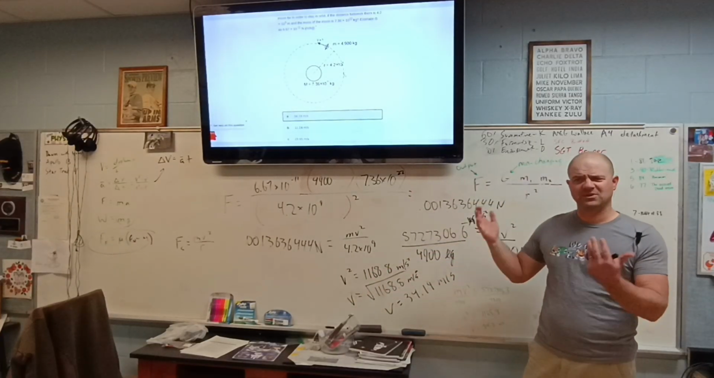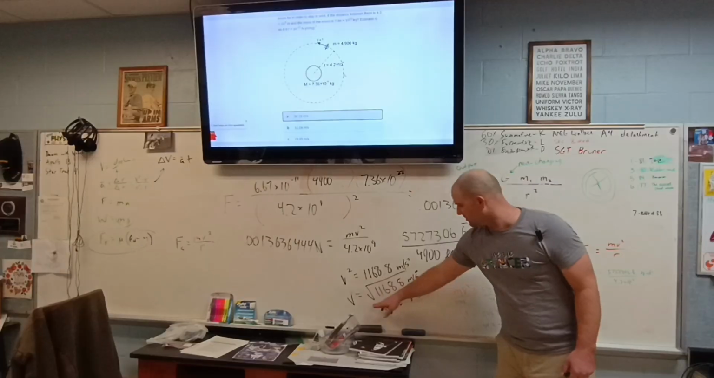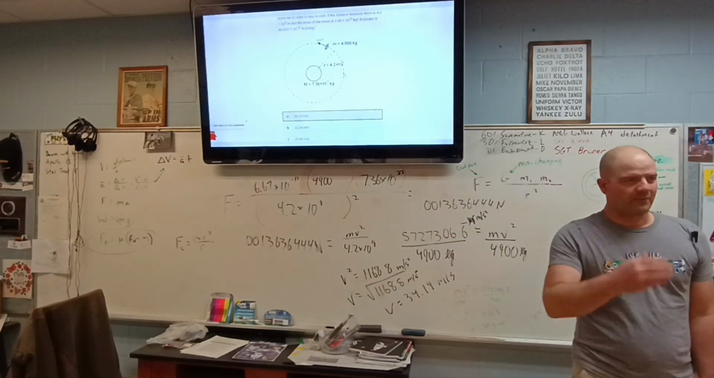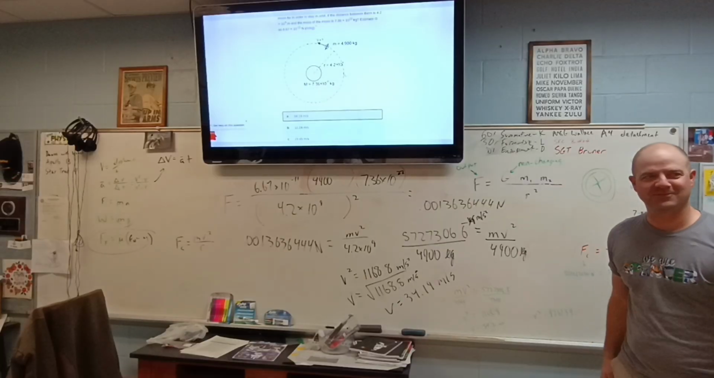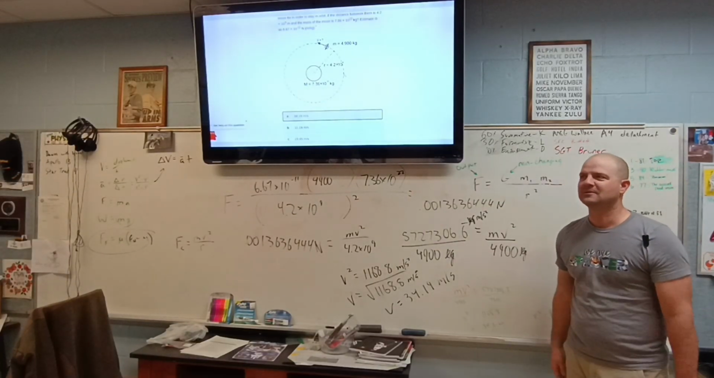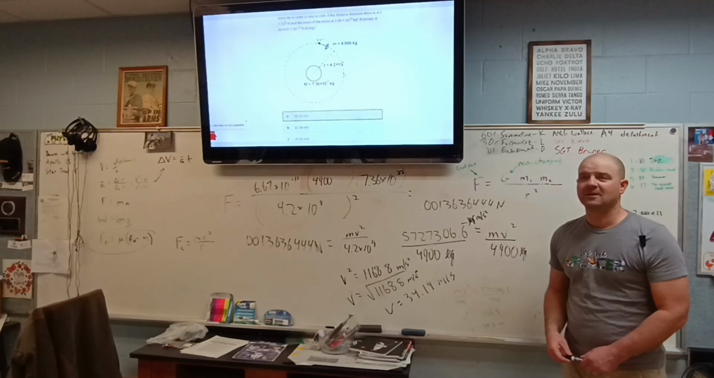But we don't want velocity squared, we just want the velocity. So we took the square root of that number to get the velocity by itself at 34.2 meters per second.